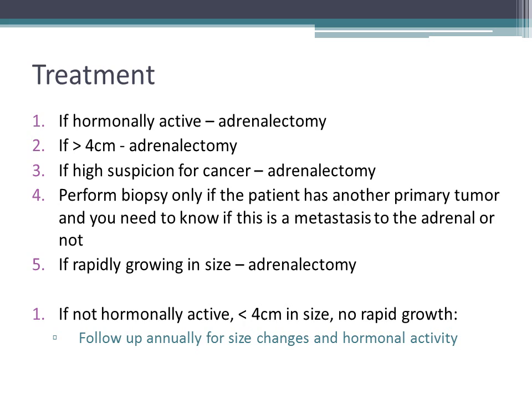If you have high suspicion for cancer, meaning even if it's less than 4 centimeters, but the Hounsfield units are high, more than 10, the washout was not rapid, for example, or there are some suspicious features like calcification in the adenoma, then you would need to do adrenalectomy as a precaution. We only perform biopsies to determine if the patient has another primary tumor metastatic to the adrenal gland.